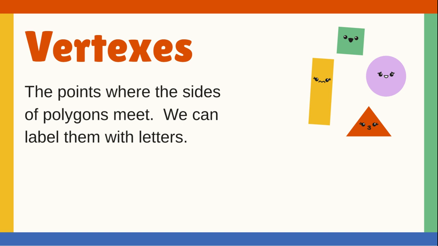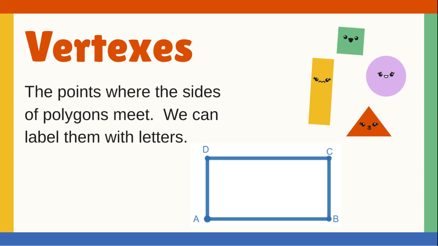Next, we have vertexes. So the points where the sides of polygons meet, and we can label them with letters. You've probably seen this in work before. So here's a rectangle, and the vertexes are labeled A, B, C, and D. And then we could ask something along the lines of the length from A to D, or what is the angle of point C. And we can learn more about the shape from those.